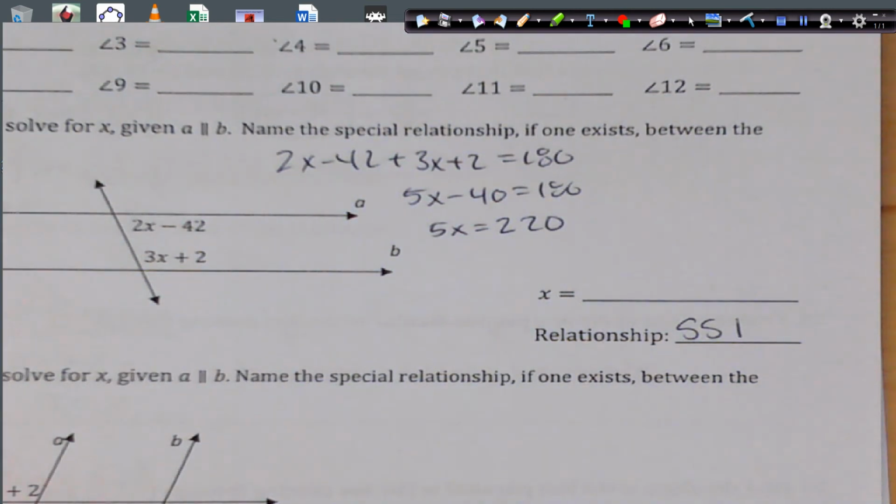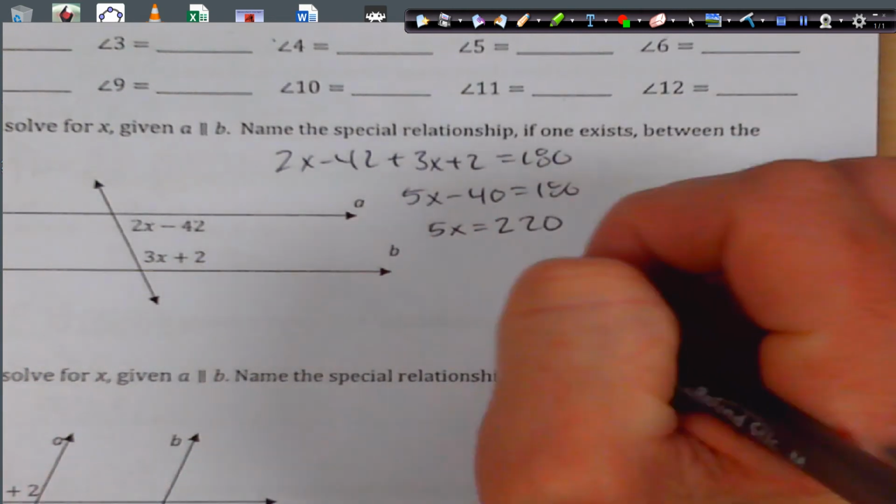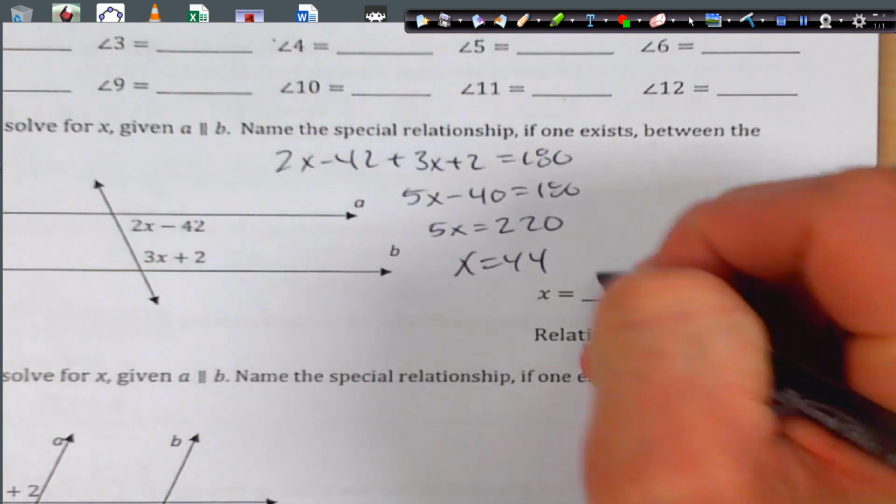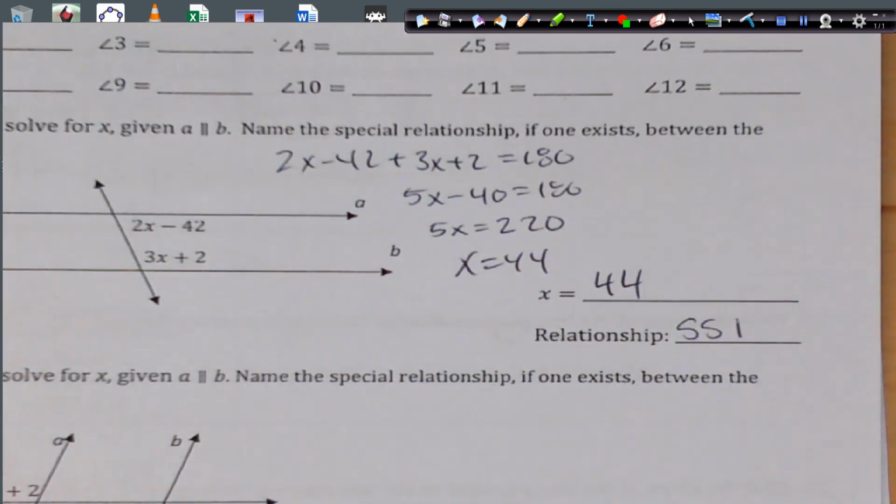And let me just do the math real quick on my calculator. 5 goes into that 44 times. And we just wanted to find x, so x is 44.